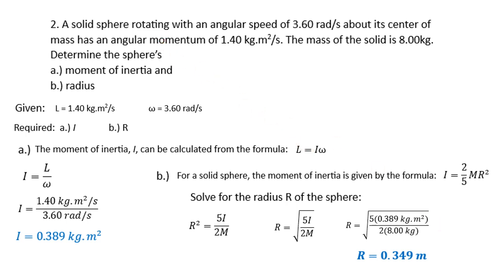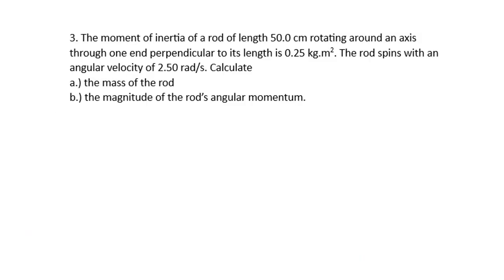Okay, how about the third problem? So we have here the moment of inertia of a rod of length 50.0 centimeters rotating about an axis through one end perpendicular to its length is 0.25 kilogram meter squared. The rod spins with an angular velocity of 2.5 radians per second. So calculate the mass of the rod and the magnitude of the rod's angular momentum.